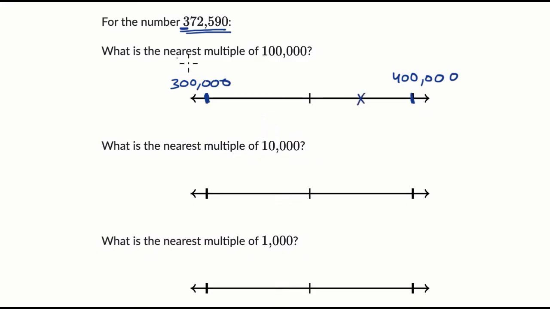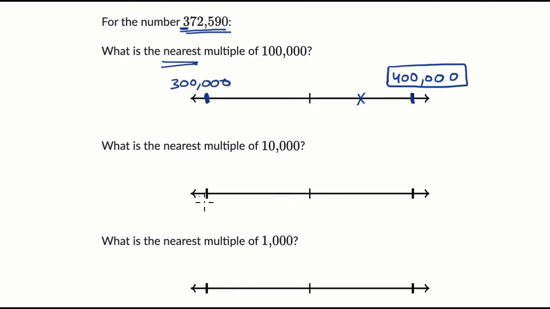So if we want to say what is the nearest multiple of 100,000, we just have to say, okay, this is where I put 372,590. Is it closer to 400,000 or is it closer to 300,000? Well, we can clearly see it is more than halfway from 300,000 to 400,000. So the nearest multiple of 100,000 is 400,000. Now, with that as an example, why don't you try the next one? What is the nearest multiple of 10,000?